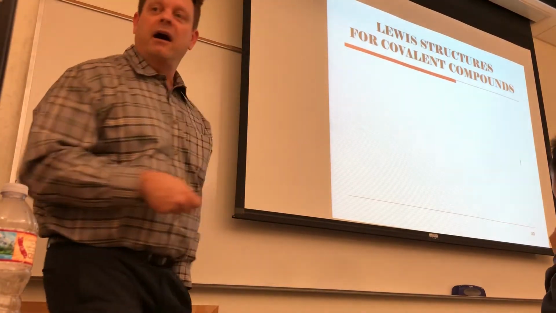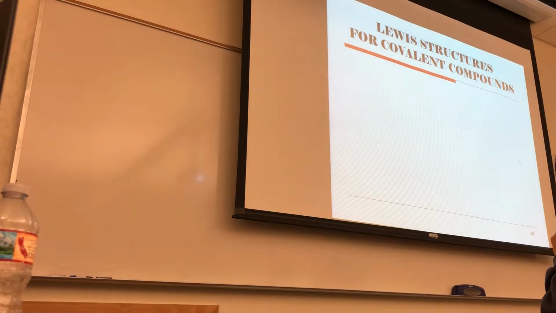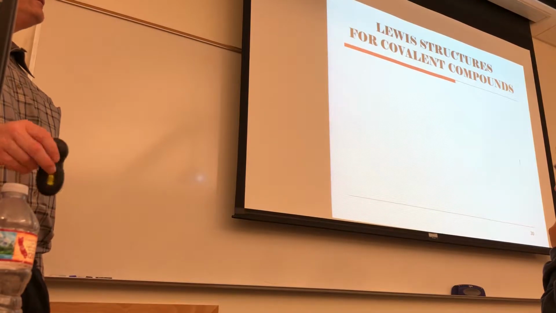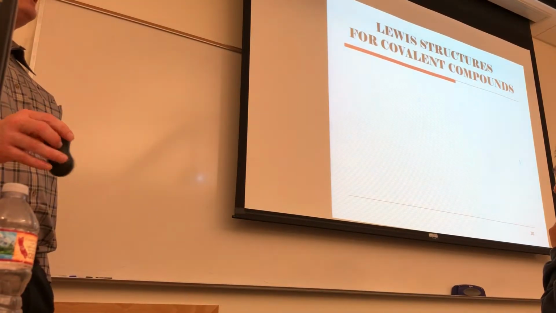Chapter 9. Where did we leave off? What were we talking about? Lewis structure. So this is chapter 9. Chapter 9 deals with what? What's the topic of chapter 9? Chemical bonding. That deals with ionic bonds, covalent bonds.